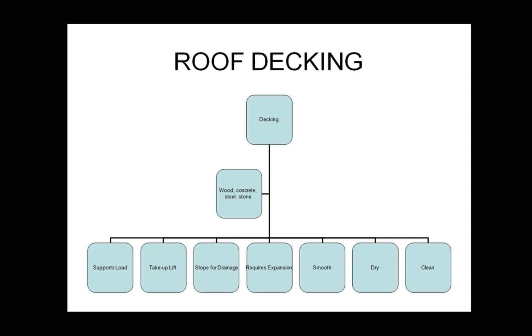All right, so we're going to discuss roof decking a little bit. Again, there's a number of different materials that could be used: wood, concrete, steel, stone, depending on your requirements. And then we have to consider what's going on here. What kind of loads does it have to support? What kind of winds we expect? Is it designed in a manner that'll prevent uplift? Is it sloped for drainage, as we discussed? Will it require expansion joints? And how do we want to finish it? Is it smooth? Do we want a dry-only roof? And is it something that always has to be cleaned or upkept?